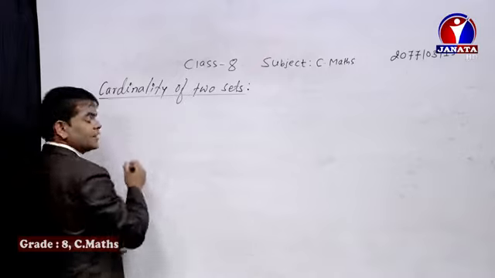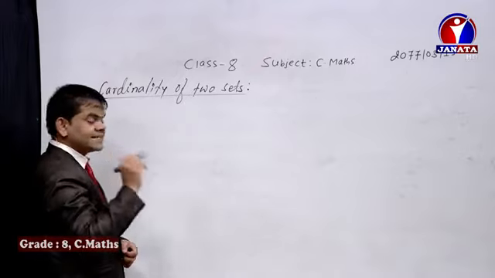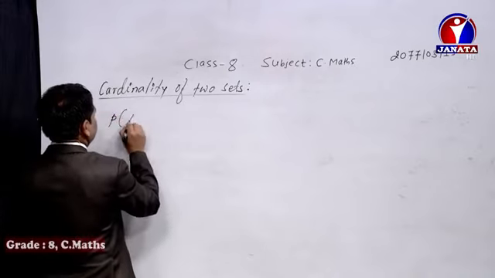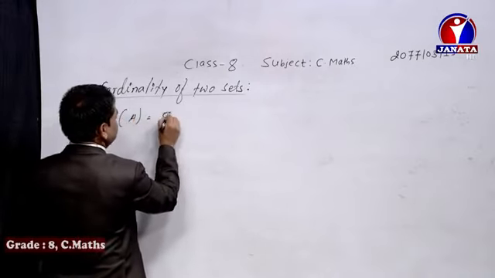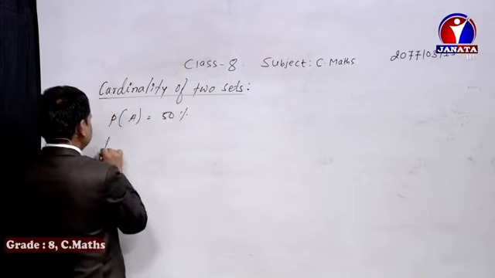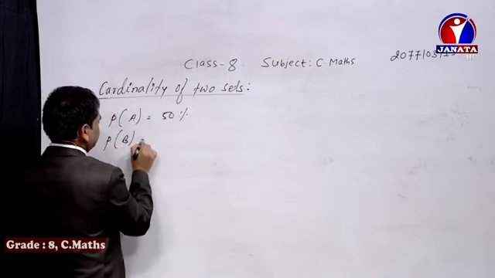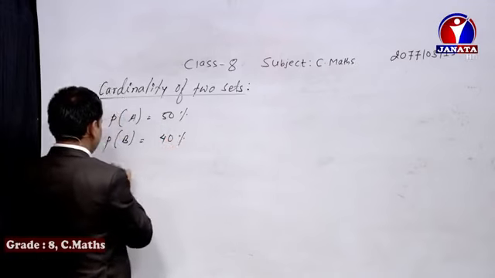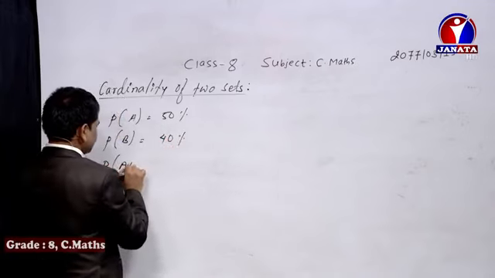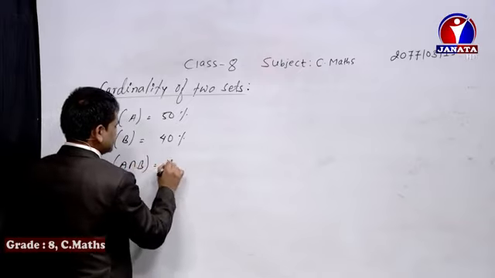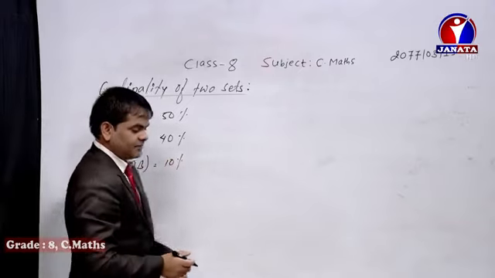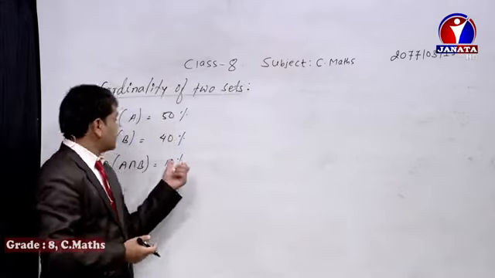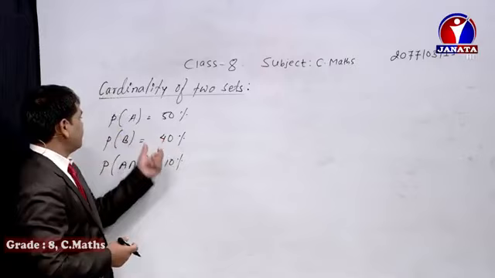The question I am going to present is relating to the percentage of sets. Suppose percentage of A is given as 50%, and percentage of B is given as 40%, and percentage of A intersection B is given as 10%. Now, how will you find the things asked in the question? By using the Venn diagram.